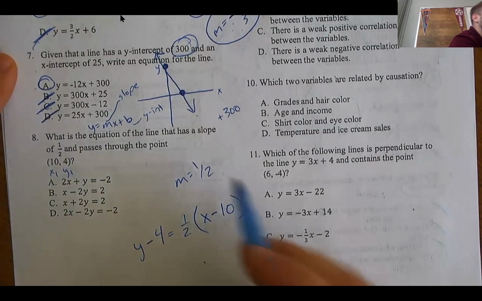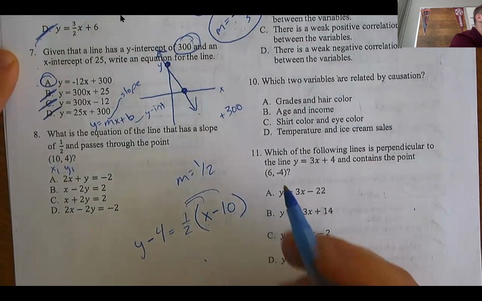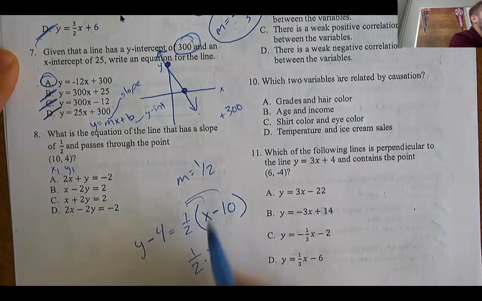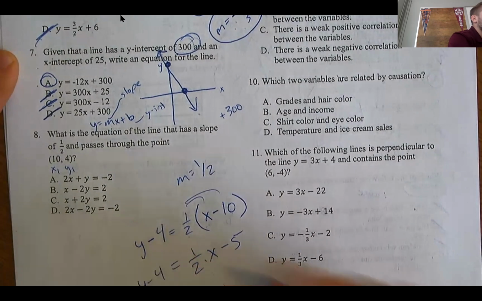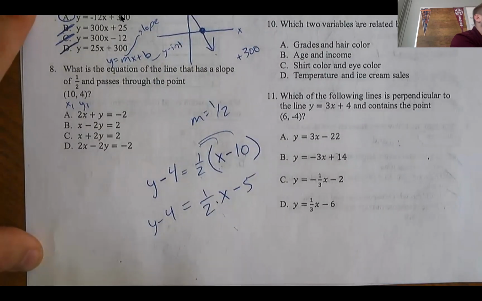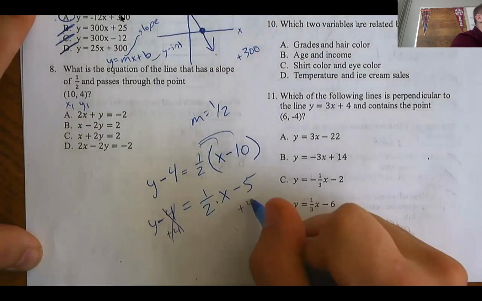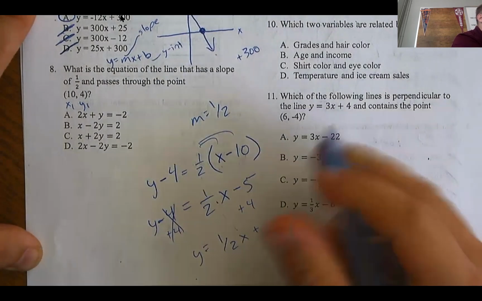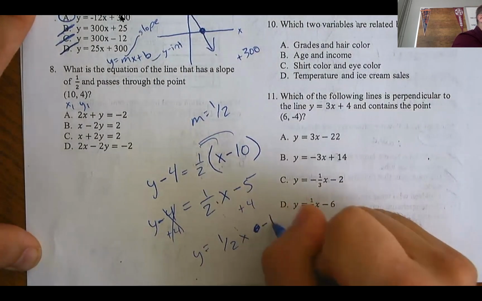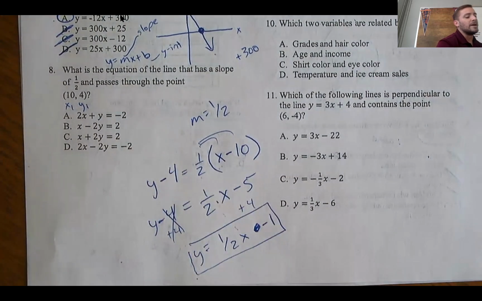Let's convert this into y equals mx plus b. So 1/2 times x is 1/2 x. 1/2 times negative 10 is negative 5. And then if I want to get this into y equals mx plus b, I need to undo this subtraction. So we're going to add 4 to the left. If I add 4 to the left, then we also need to add 4 to the right. Oops, sorry. So our equation needs to be y equals 1/2 x minus 1.